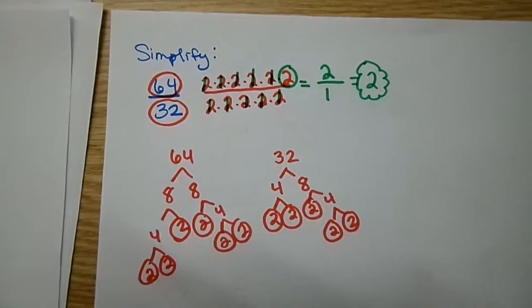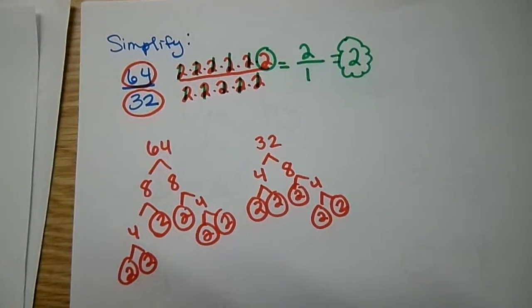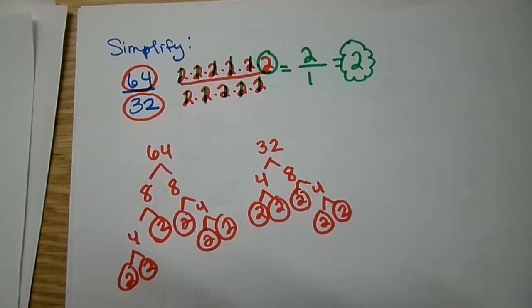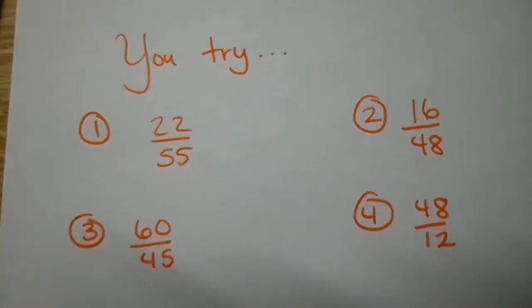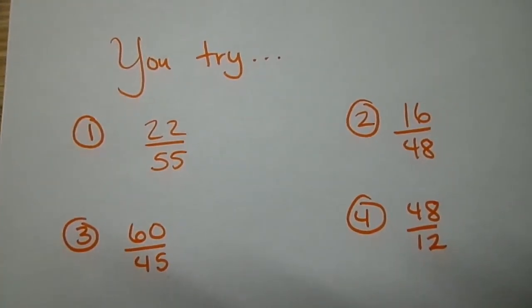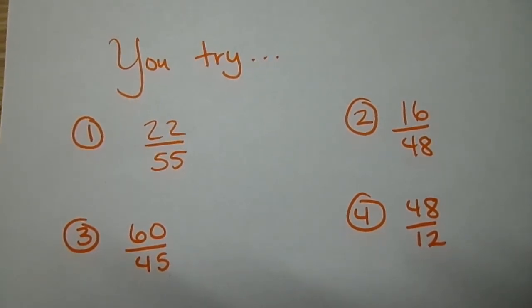Okay, so I have 4 questions for you to try, and then when you're done trying them, you can check your answers in the text box below. So here are the 4 questions. Write them down, and then when you're finished, check your answers below.